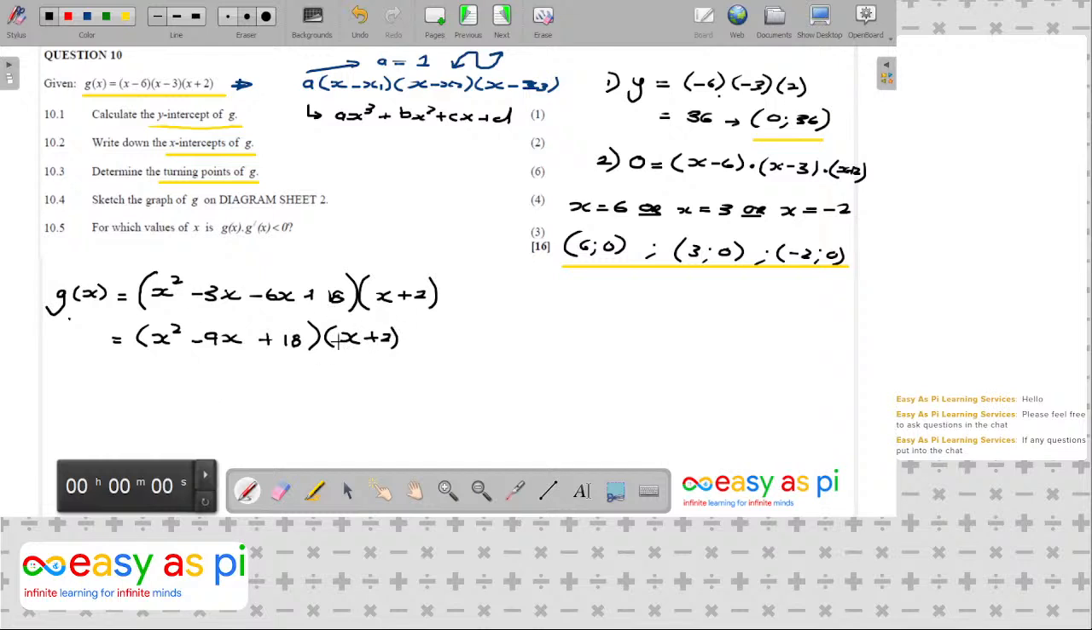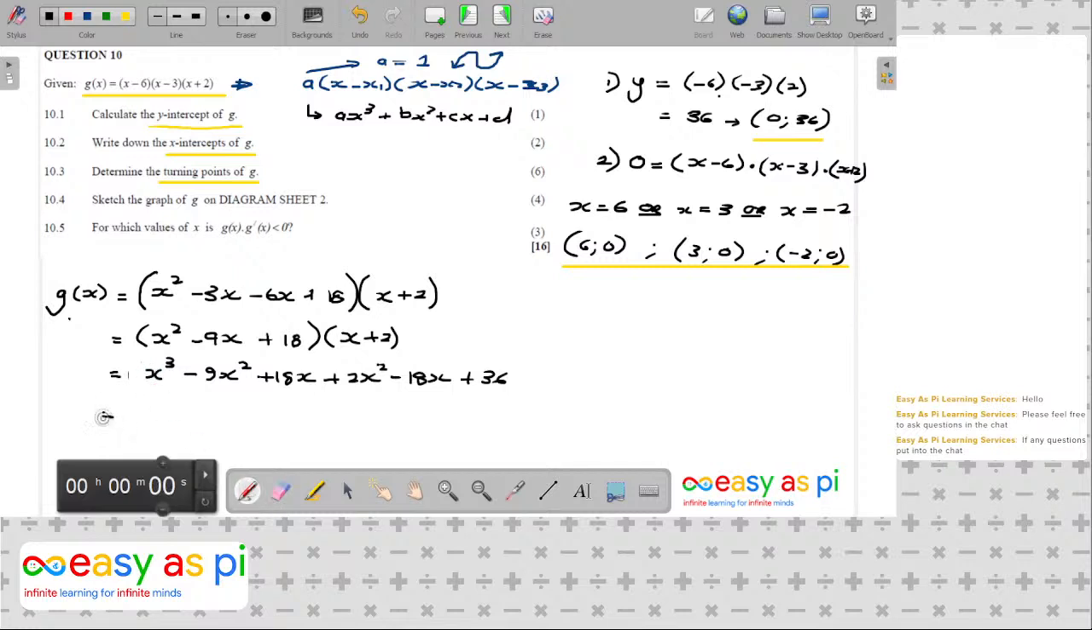And, of course, I'm going to distribute this x in, so that becomes x cubed minus 9x squared plus 18x. And then I distribute the other one, so plus 2x squared minus 18x plus 36. And so what I can do here is then look to simplify.